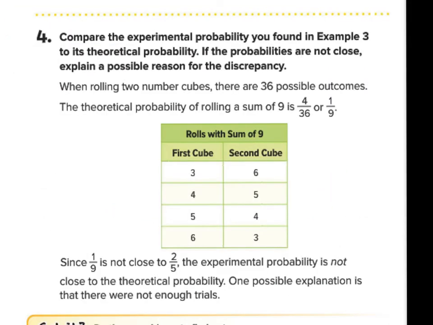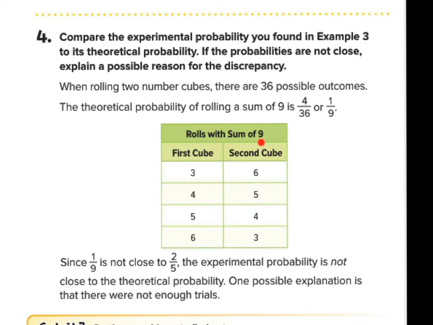Example 4. Compare the experimental probability you found in example 3 to its theoretical probability. If the probabilities are not close, explain a possible reason for the discrepancy. When rolling two number cubes, there are 36 possible outcomes. The theoretical probability of rolling a sum of 9 is 4 out of 36, or 1/9, right?